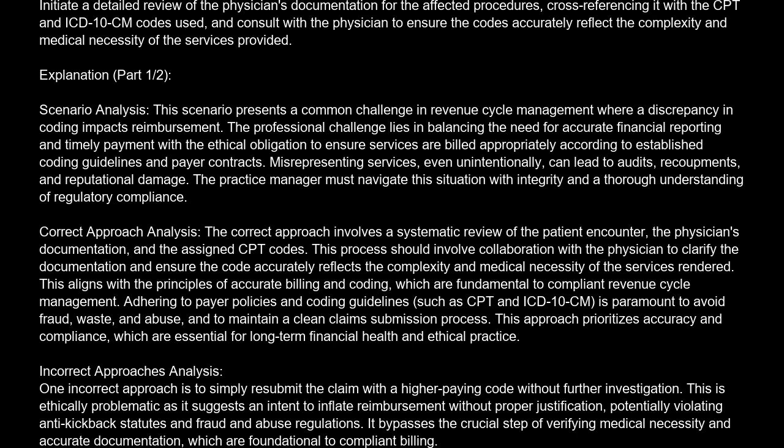Incorrect approaches analysis. One incorrect approach is to simply resubmit the claim with a higher-paying code without further investigation. This is ethically problematic as it suggests an intent to inflate reimbursement without proper justification, potentially violating anti-kickback statutes and fraud and abuse regulations. It bypasses the crucial step of verifying medical necessity and accurate documentation, which are foundational to compliant billing. Another incorrect approach is to ignore the discrepancy and proceed with the original coding.